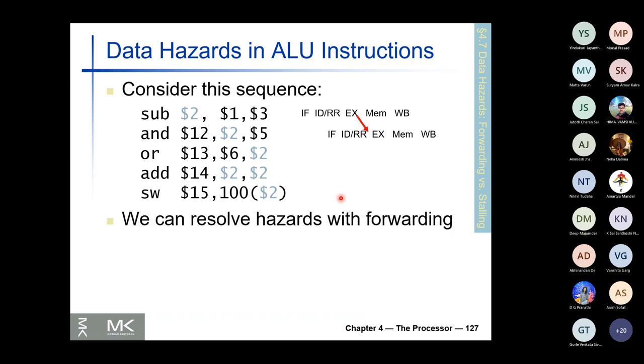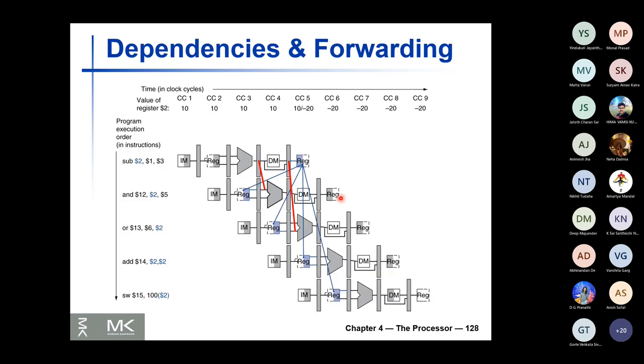So let us see how you can do that. We can resolve the hazard by forwarding, but the question is, how do we detect when to forward? Okay, so that is the basic question. What sort of hardware do you need to detect the event of a hazard, and how to enable this?